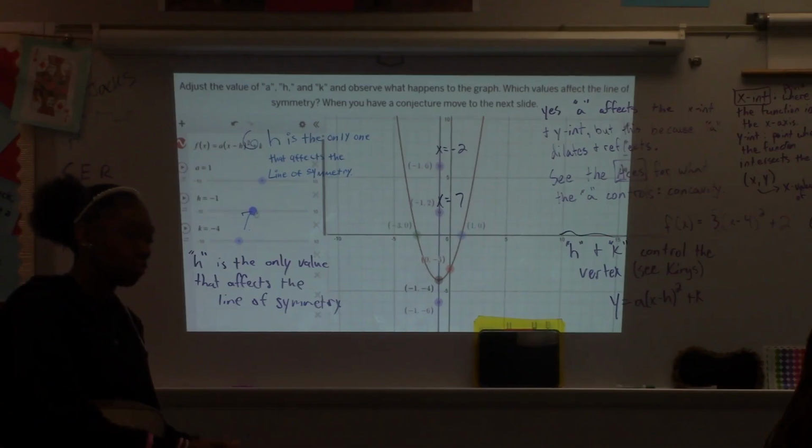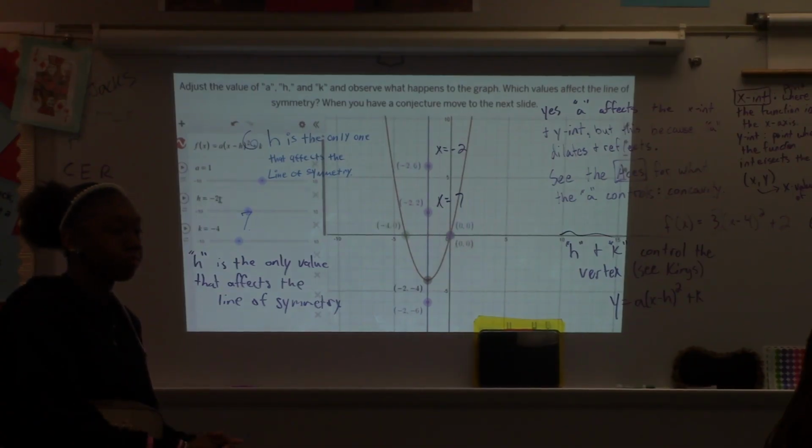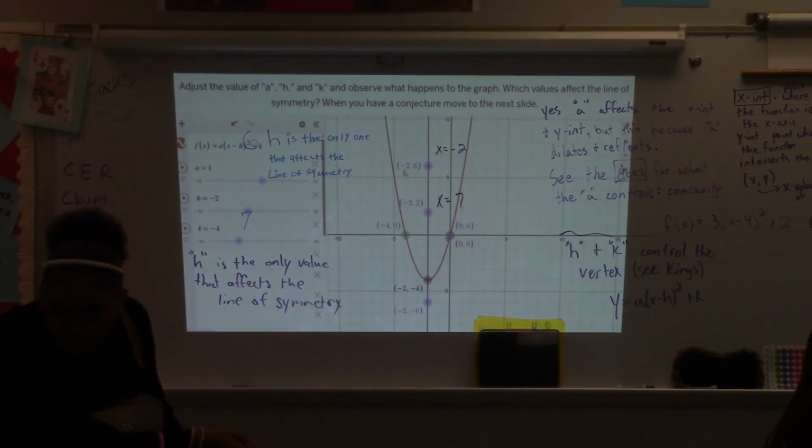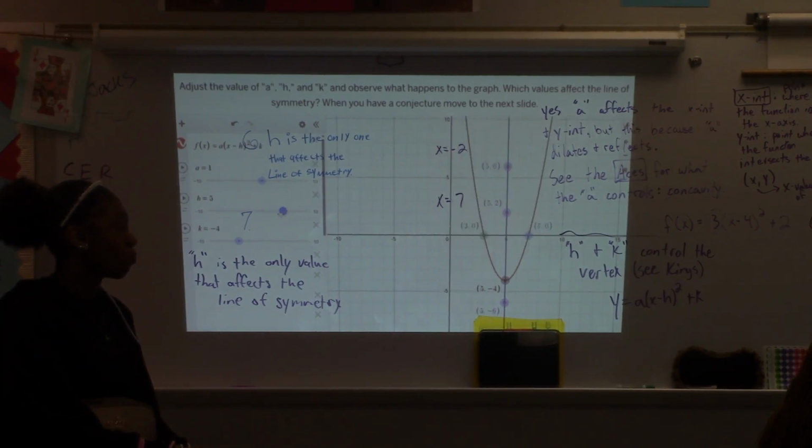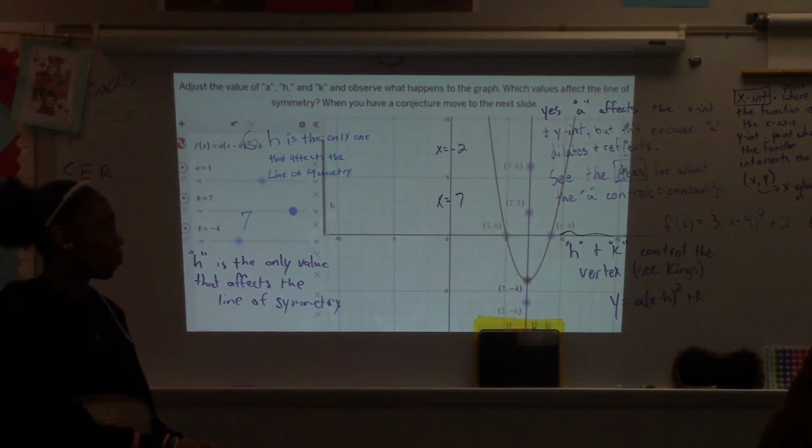Penny, right here. What's my h value? -2. Okay. What's the x value of every point on the line of symmetry? -2. That's it. When h was 7, way over here, what did every x value on the line of symmetry have in common? The x value is 7. So basically, whatever your h is, that is what your x value is going to be. All of it. So the line of symmetry is written as this equation, x is equal to h. Whatever h is, that's what the x is for the line of symmetry.